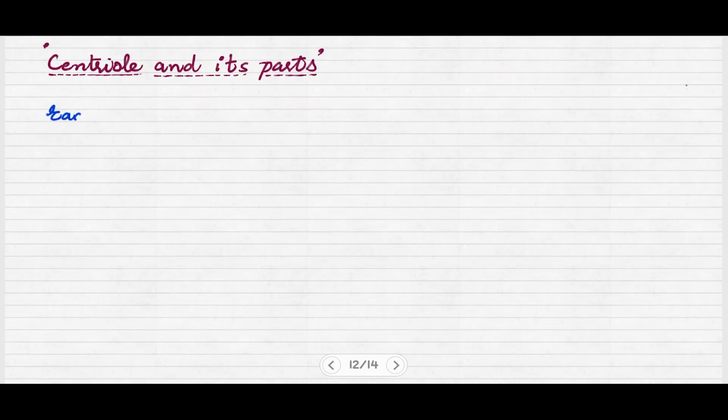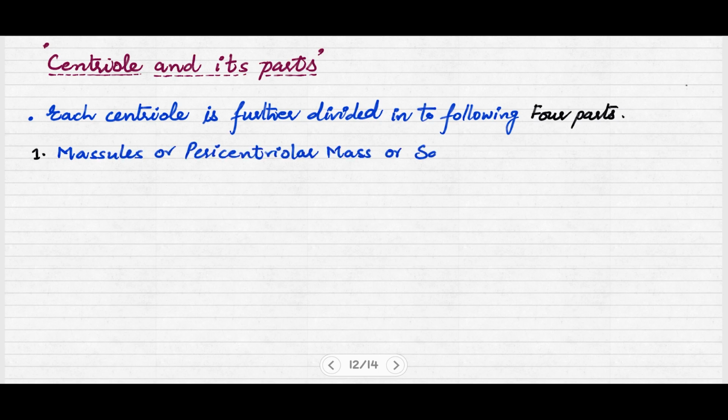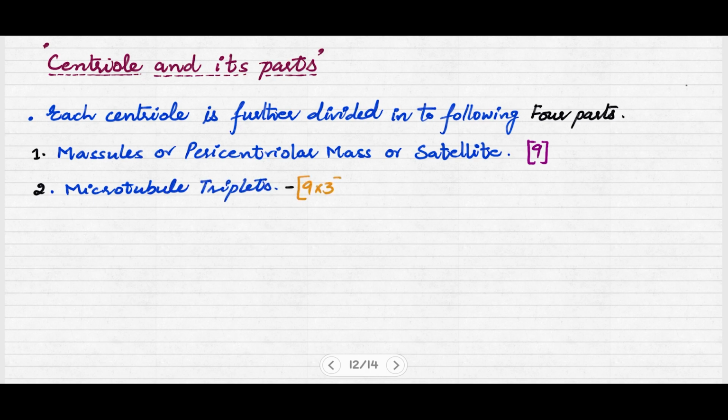In this slide, we will learn about the whole centriolic structure together with its parts. Each centriole is further divided into 4 parts. First part is macule or pericentriolic mass or satellites or crown. These are 9 in number. The second part is microtubule triplets, which are 9 in number. Third part is linkers, which are also called as CA linkers. Fourth part is hub and spikes. These are also 9 in number.